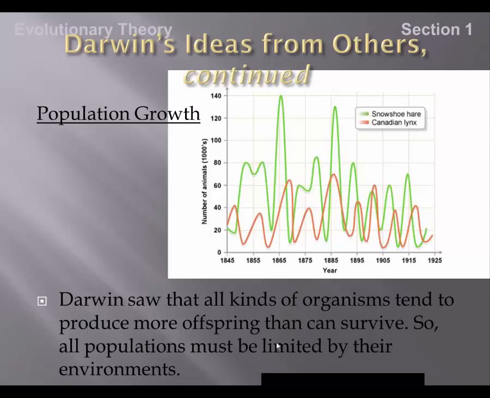So this is a perfect example of that. The snowshoe hare versus the Canadian lynx. You can see where the snowshoe hare population increases, and a short while later, the lynx population increases. And as the hare population decreases, the lynx population soon decreases as well. So they are related to one another. It's called a boom or bust population graph. As food is available, the population increases. As that food becomes less available, the population decreases.